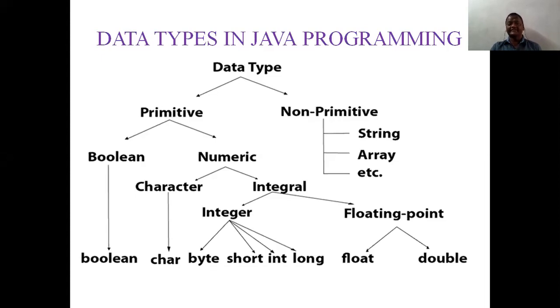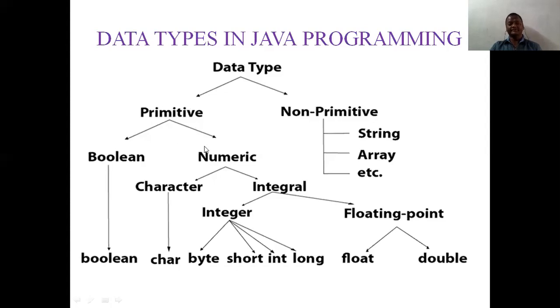Primarily, the categorization of the data types is of two types. One is the primitive data type, the second one is the non-primitive data types. At the starting stage, we are completely discussing the primitive types. Later on, we can discuss the non-primitive types. So, what are the primitives? The first is the Boolean, and the second one is the numeric.